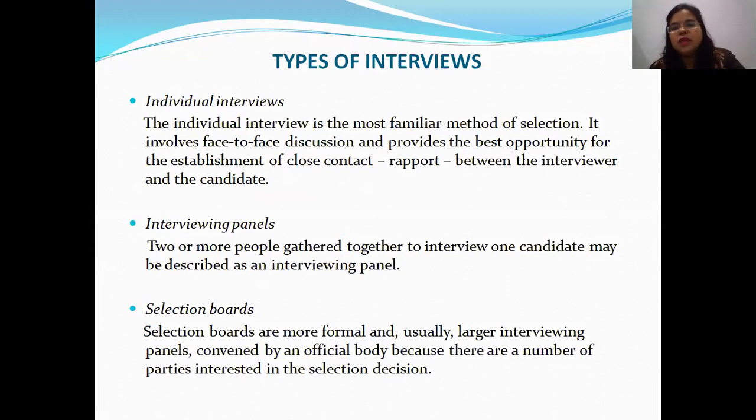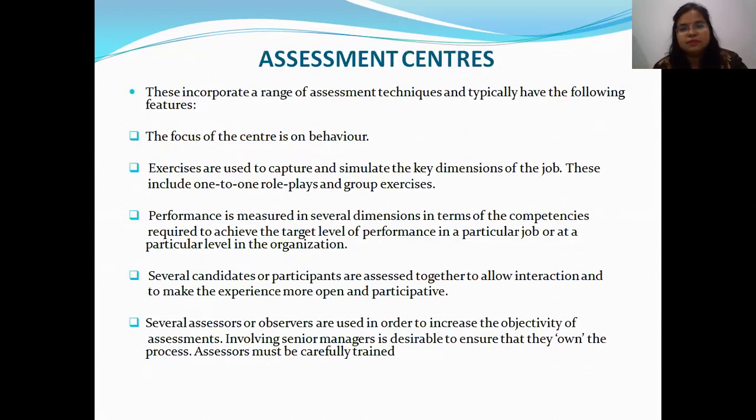Second one is the interviewing panel. When we talk about a panel, then a panel comprises two or more persons. So basically, when two or more people gather together to interview one candidate, it may be described as an interviewing panel. Third one is selection boards. Selection boards are basically more formal types of interviews where a large number of senior persons, or you can say higher authorities, are involved to take the selection decision. So these are the three different types of interviews.